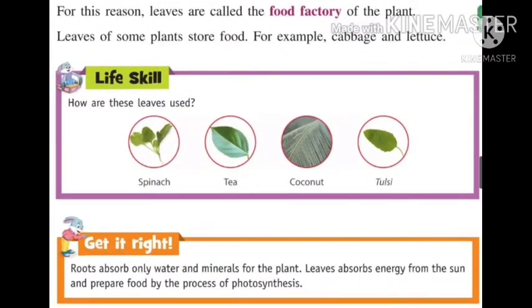Do you know some leaves can store food for the plant, like cabbage, lettuce, spinach? So these are leaves that can store food for the plant. Do you know the name of the process by which the plants prepare their food? The name of the process is photosynthesis. With the help of this process, they prepare their food using water, carbon dioxide and sunlight.